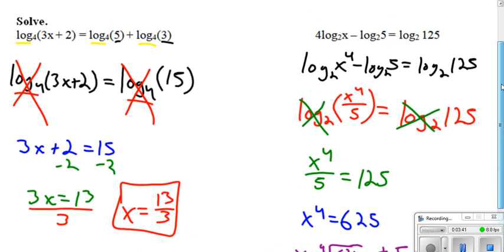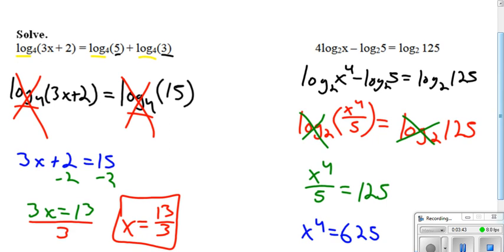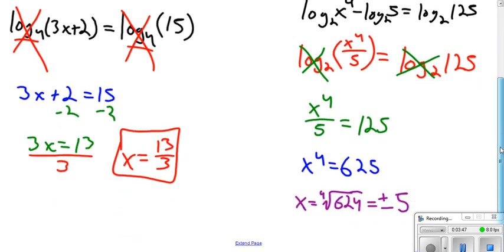But if we come back to our original equation, we can't have this x here being a negative 5. It can't be any negative number. So in the end, we know for sure, not this negative, we would just have x equals positive 5. And that is our answer.